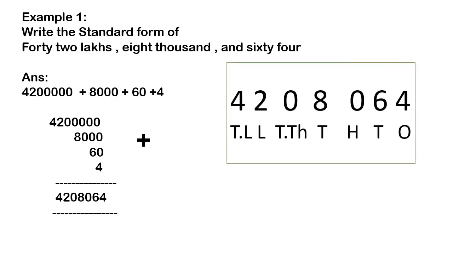Now we have to write the place value: ones, tens, hundreds, thousand, 10,000, lakhs, 10 lakhs. So here we have to divide into three groups: lakhs group, thousand group and hundred, tens, ones group. Now we have to put a comma in between thousand group and hundred, tens, ones group. Then again we have to put a comma in between lakhs group and thousand group. Now we got the answer. So standard form is equal to 42 lakhs 8,064.